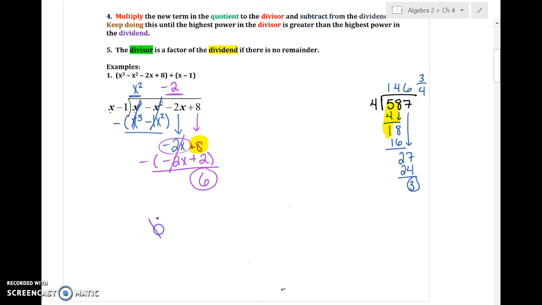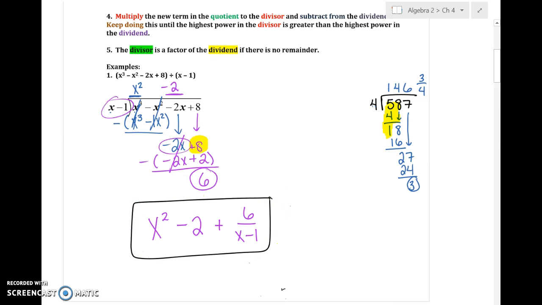Our answer is x squared minus 2 plus 6 over x minus 1. Put the remainder over the divisor and write that at the end. Now, what does this mean? This means if we take x squared minus 2 plus 6 over x minus 1 and multiply it by x minus 1, we will end up with x to the third minus x squared minus 2x plus 8.